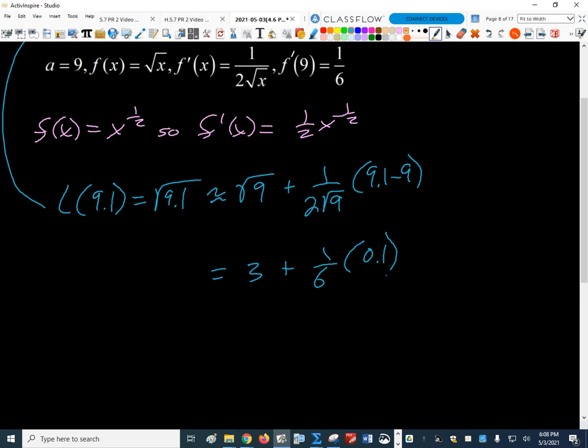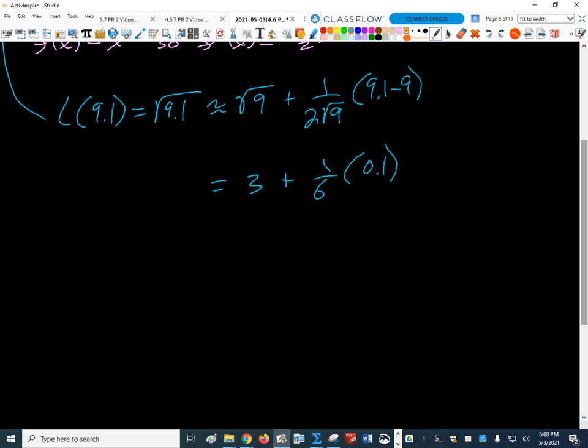Well, we can do that. That's not a big deal. We could say then that that is 3 plus 0.1/6, which is the same as 3 plus 1/60. I could multiply top and bottom by 10. So we just get 3 and 1/60.